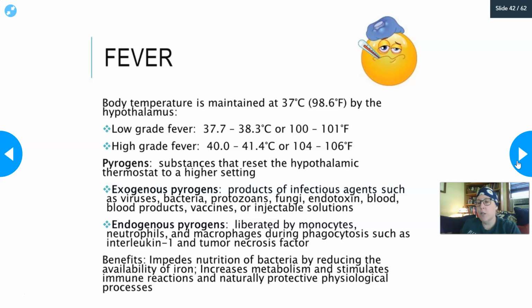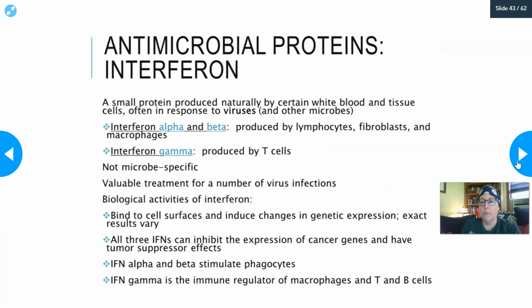So then the question becomes, should you control the fever or should you just let it be? I would advocate, if possible, let that fever be. But each can make its own decision.